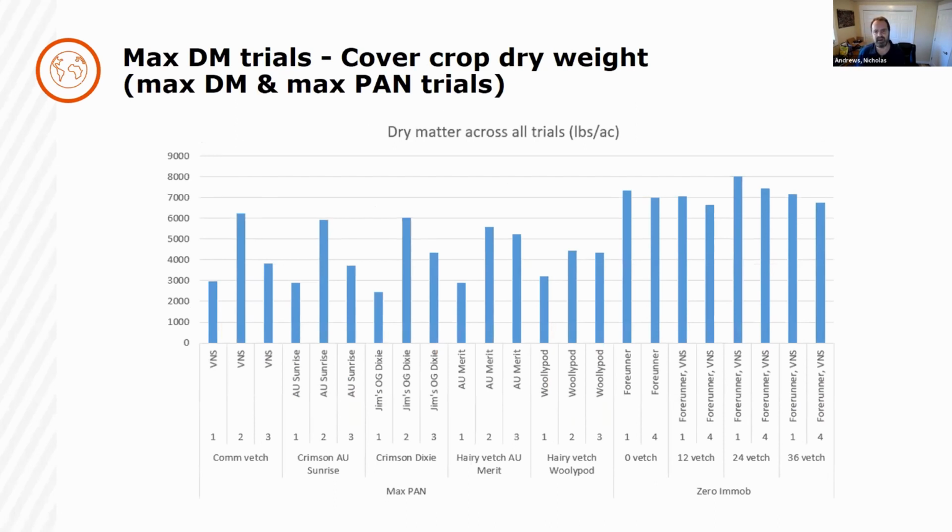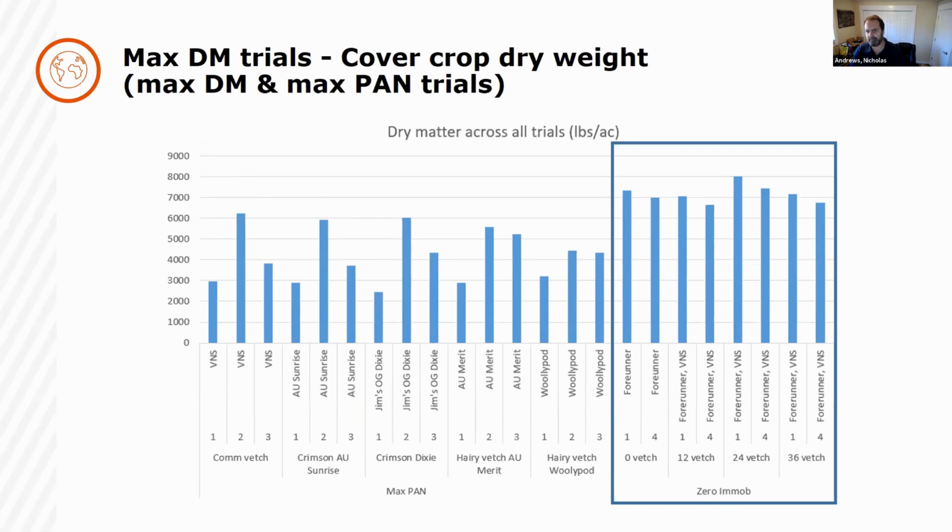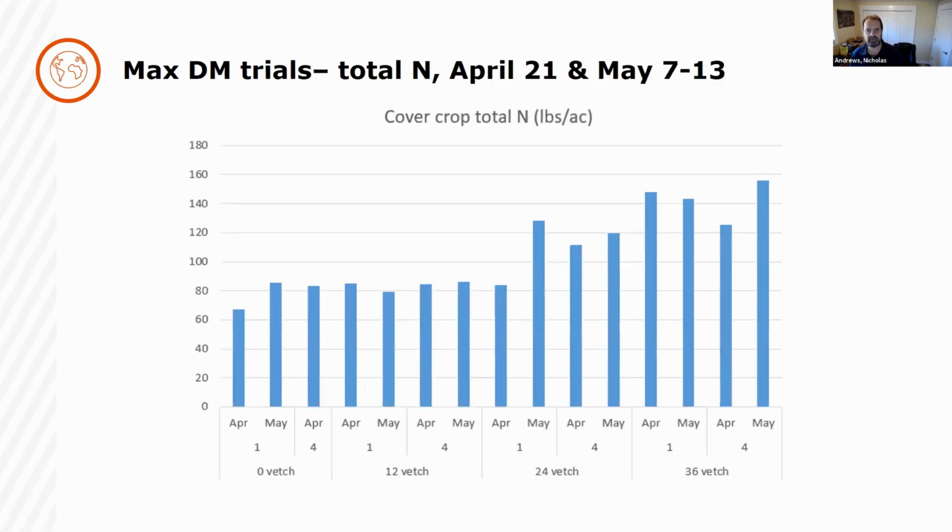So going to the maximum dry matter trial really quickly, the hypothesis was that cereal cover crops provide more dry matter, but farmers didn't want to immobilize nitrogen after they incorporated the cover crop. They didn't want the cover crop to rob nitrogen from their vegetable crop. And that hypothesis looks like it was correct. We got about 6,000 to 8,000 pounds of dry matter from the cereal and vetch cover crops, compared to 3,000 to 6,000 pounds of dry matter for the vetch cover crops.